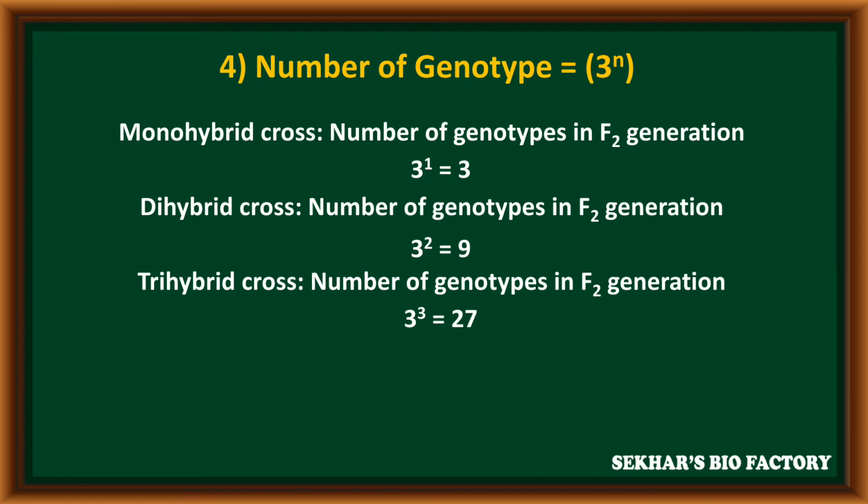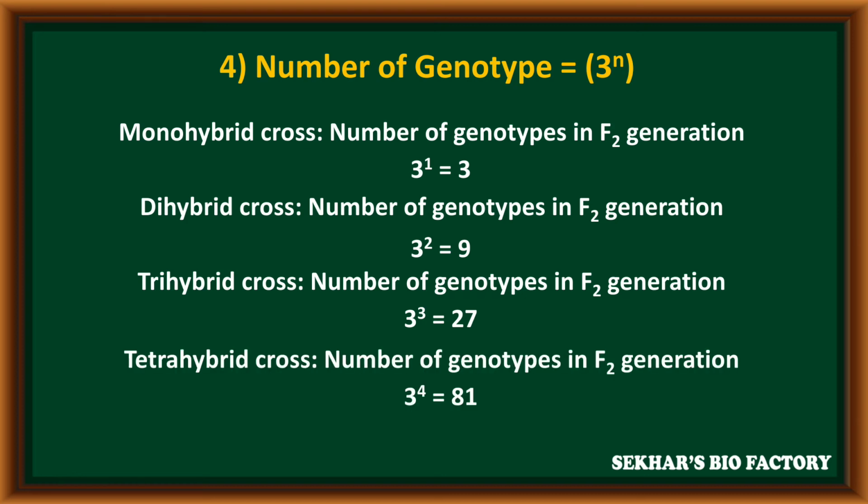In trihybrid cross experiment, the number of genotypes in F2 generation is equal to 3 power 3. So n is equal to 3, so that totally 27 types of genotype combinations are produced in F2 generation of trihybrid cross experiment. In tetrahybrid cross experiment, number of genotypes in F2 generation, here n is equal to 4, so 3 power 4 is equal to 81. So totally 81 types of genotype combinations are produced in F2 generation of tetrahybrid cross experiment.